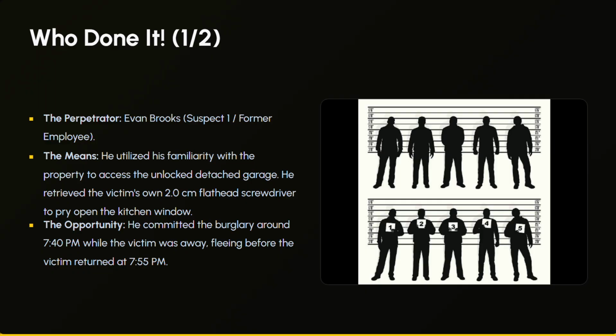So who did it? In my opinion, I think Evan Brooks did it. He utilized his familiarity with the property to access the unlocked detached garage. He retrieved the victim's own flathead screwdriver to pry open the kitchen window, and he committed the burglary around 7:40 while the victim was away, fleeing before the victim returned at 7:55.